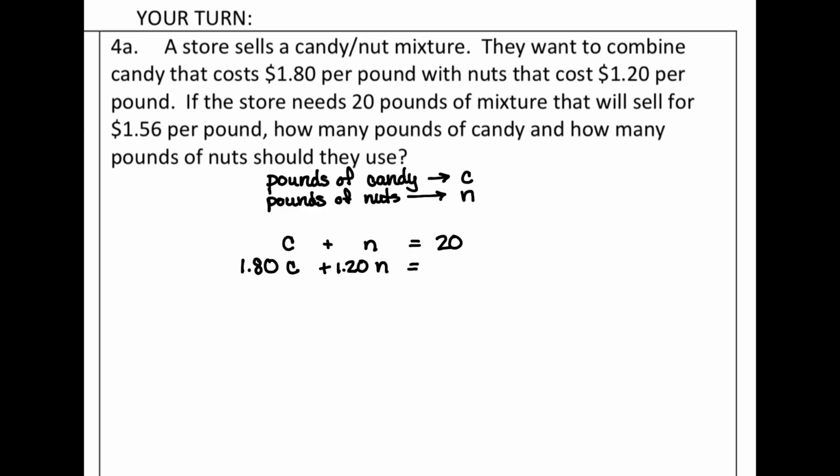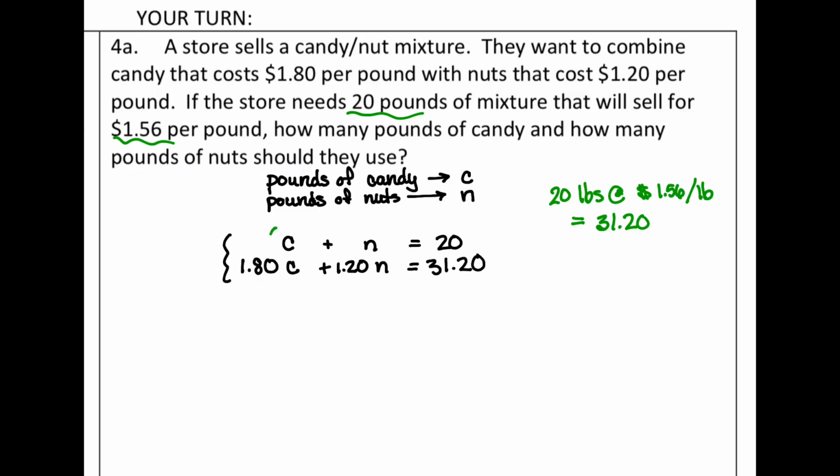And they want it to be 20 pounds at $1.56 per pound. Okay, so you would just multiply those two to get your answer. So if they were to sell all 20 pounds, it would make them $31.20. Okay, that goes down here. And there's my system.